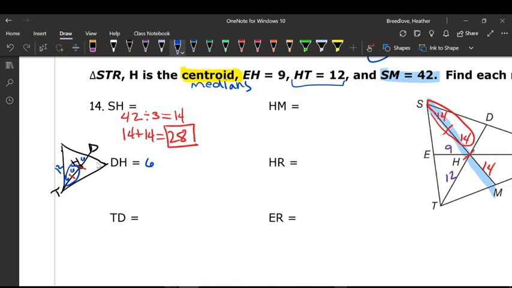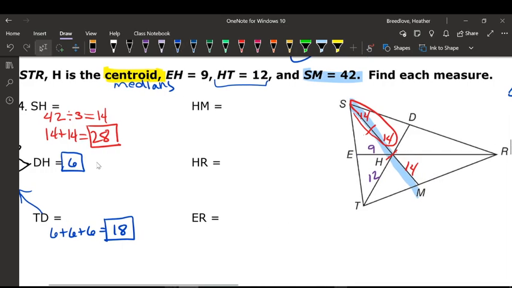All right, so TD. Well, that goes with the same picture. T to D, it's all 3 of them. 6 plus 6 plus 6. So that's 18. So once you split a median up into the 3 pieces and find out what each individual piece is, all 3 of the numbers should be the same. Then you just have to see how many of the sections you add together. Which section of the line is it asking for?